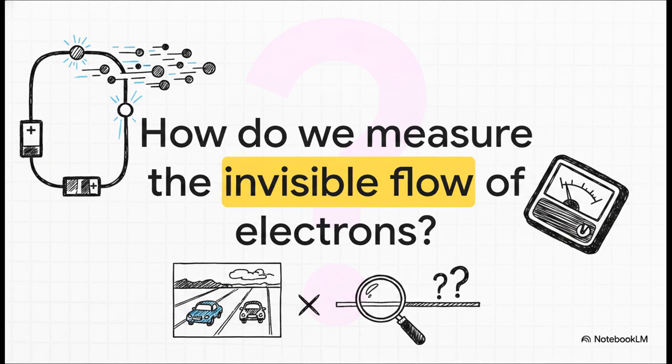We know that when a circuit is complete, you've got these tiny particles, electrons, just surging through the wires. But you can't see them. It's not like you can just stand there and count them as they zoom past like cars on a highway. So how on earth do we actually measure this invisible action? How do we know if we've got a massive amount of current flowing or just a tiny little trickle?